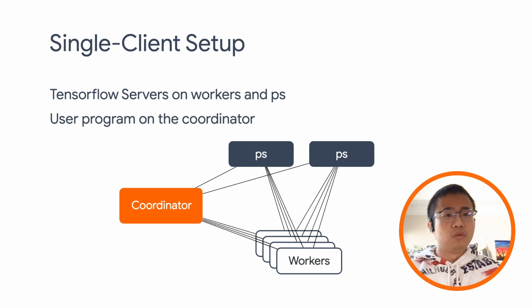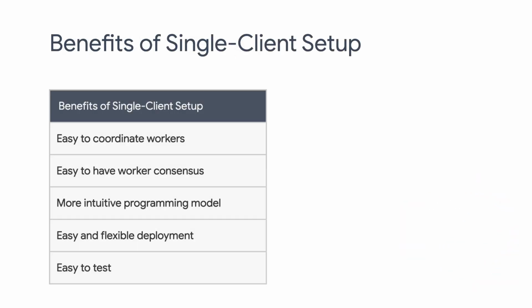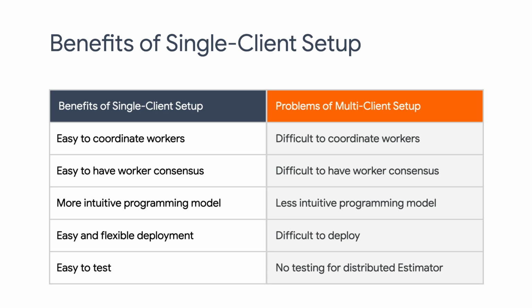In TensorFlow 2, we recommend a single client setup where workers and the parameter servers run TensorFlow servers. They just sit there and wait for requests from the coordinator. The coordinator runs a copy of the user program. It creates resources on parameter servers and the workers. It dispatches training work to those workers, coordinates the training, and it deals with the task failure of workers and parameter servers.